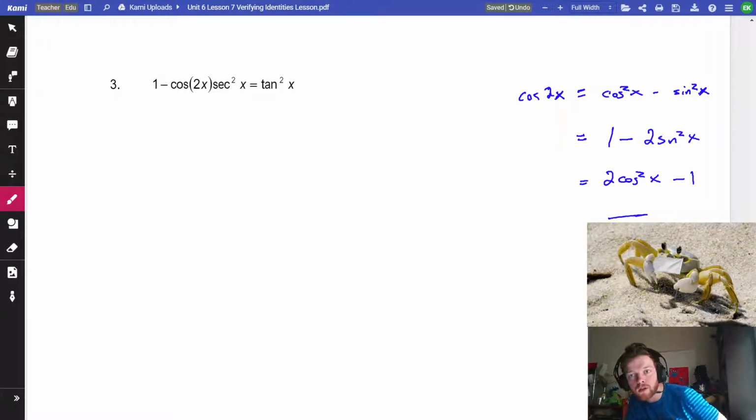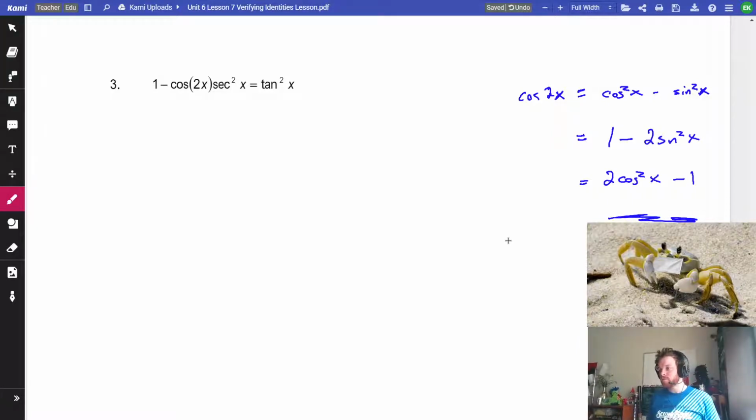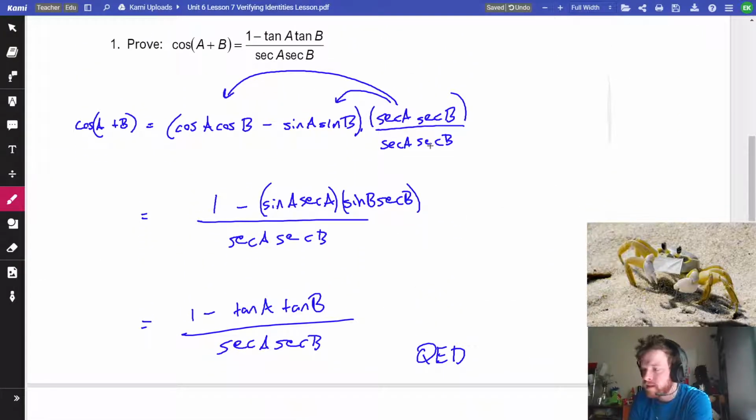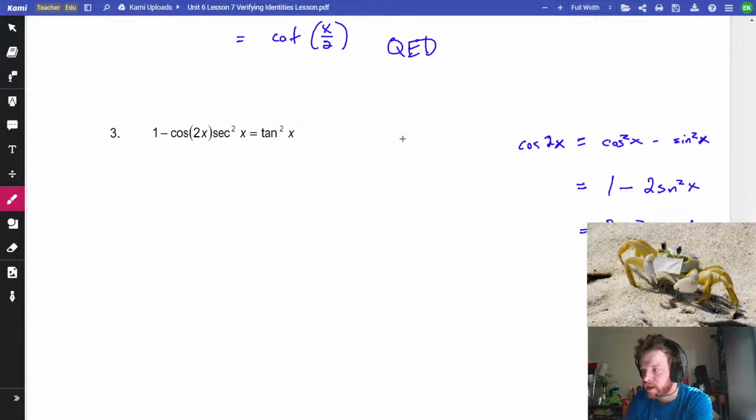All right, let me make sure I don't go below that for the crab. Okay. We want a tangent, and we have a secant. If I think back in this lesson, this was totally unintentional, but we did a lot of secant stuff. Sine times secant is tangent, and I want tangent. I have a secant. I think what I want to do is turn the cosine 2x into a 1 minus 2 sine squared x.